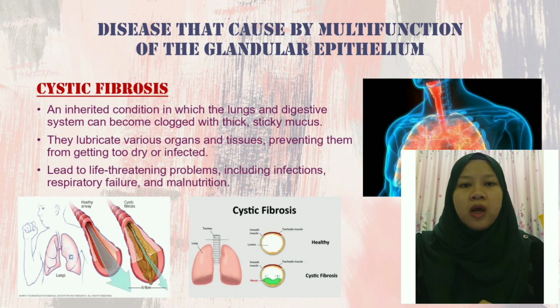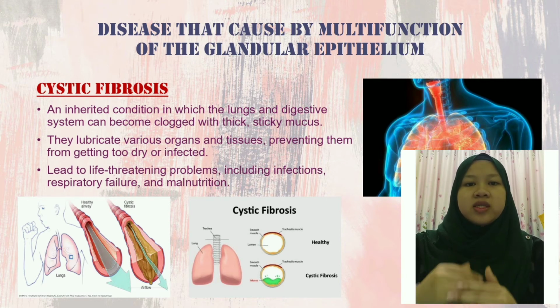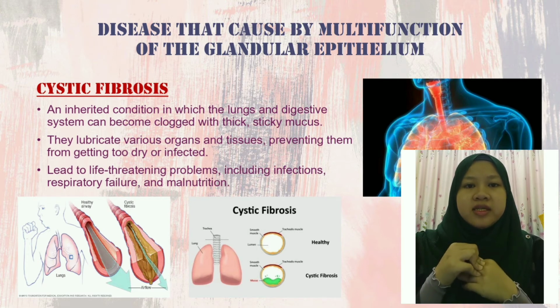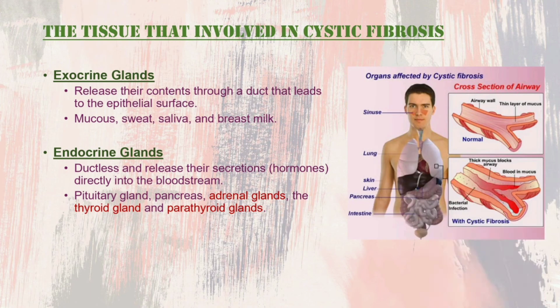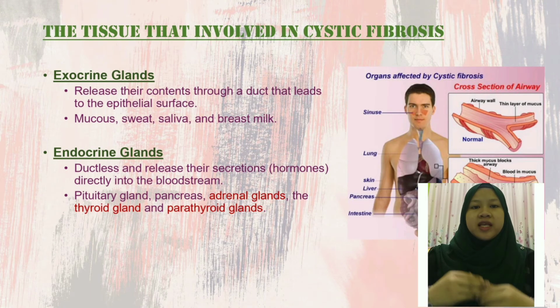Today in this video, I want to talk about cystic fibrosis disease. I will talk about the tissue that is involved in this disease and also the cause of cystic fibrosis. But first, let me introduce what cystic fibrosis is. It is a genetic disorder that causes mucus to build up and damage organs in the body, especially the lungs and the pancreas. So the first tissue involved in cystic fibrosis is the exocrine gland.